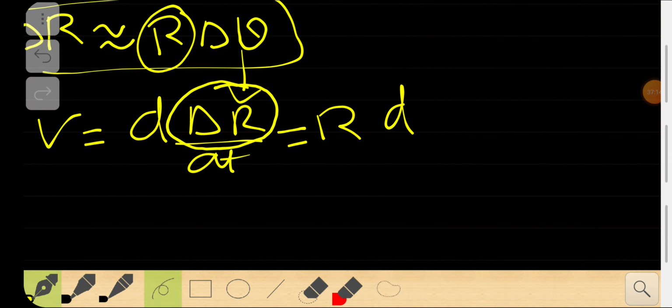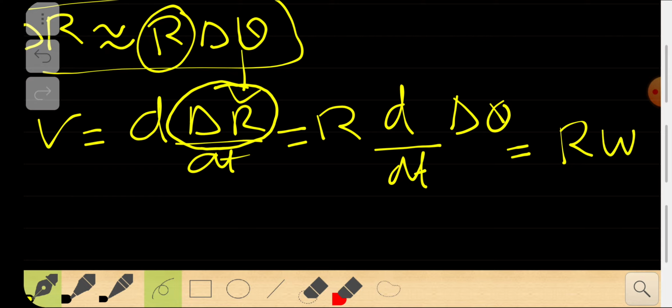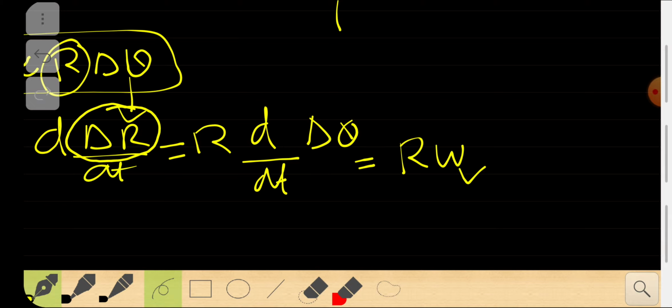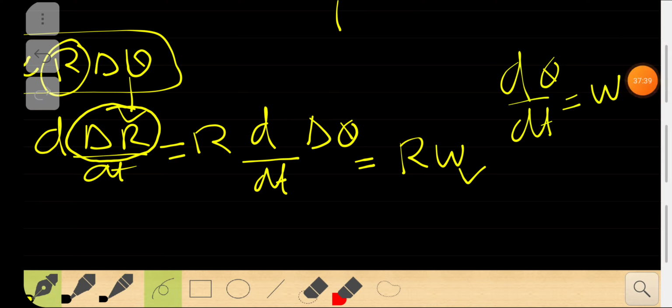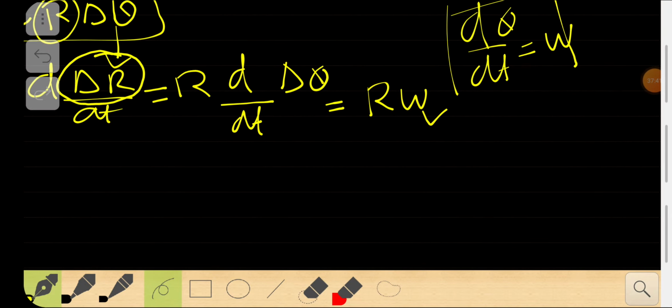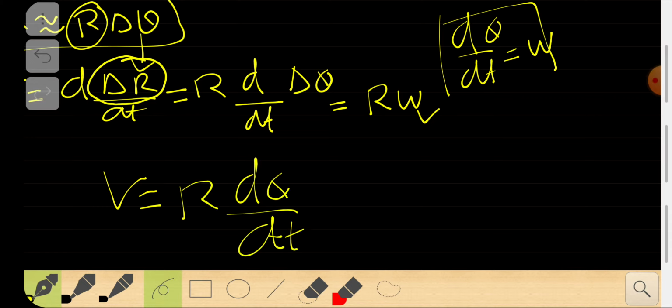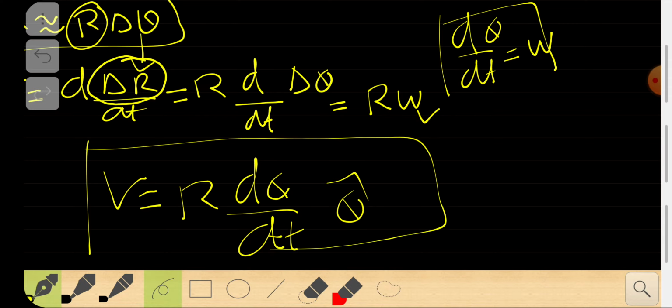So d times delta theta will be d by dt of delta theta, right? So that will be equal to r times omega, so omega v. So that's the velocity, angular velocity, omega v. So d theta by dt is equal to omega, we have mentioned that earlier, so that's why I substituted that in here. So velocity is equal to r times d theta by dt in the theta cap direction, right? So that's the velocity in the theta cap direction.